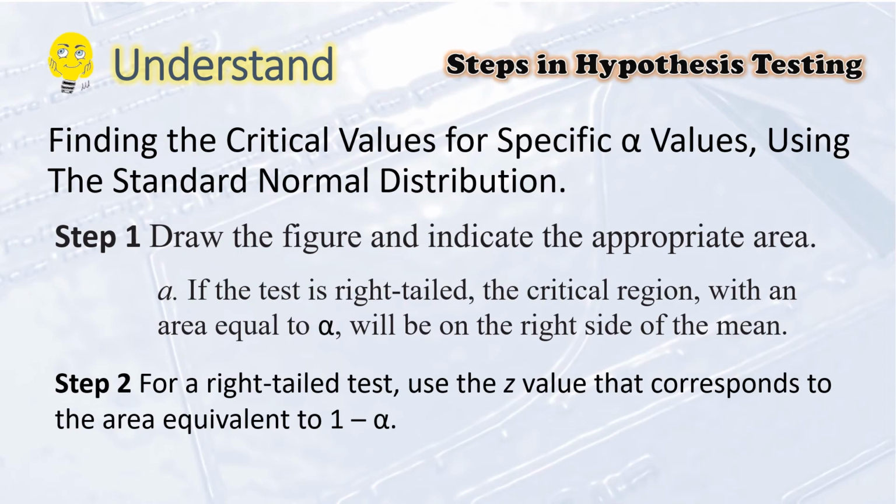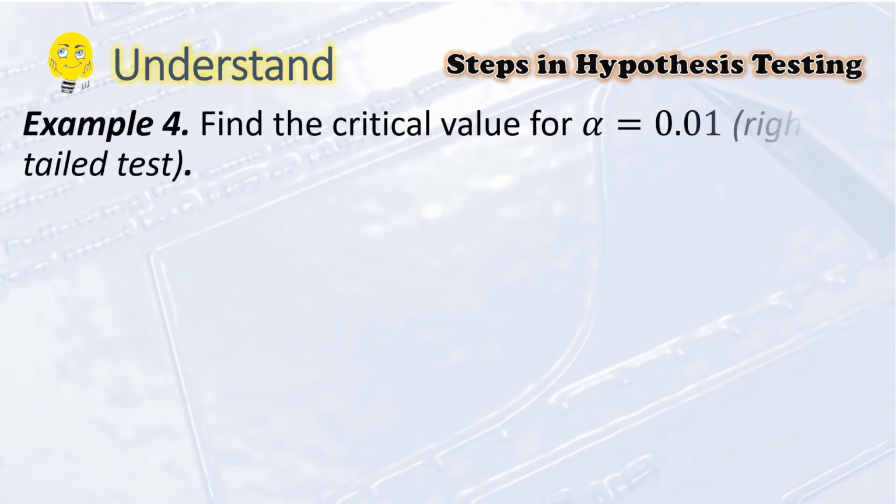Step 1. Draw the figure and indicate the appropriate area. If the test is right-tailed, the critical region with an area equal to alpha will be on the right side of the mean. For a right-tailed test, use the Z value that corresponds to the area equivalent to 1 minus alpha. Let us have an example. Find the critical value for alpha equal to 0.01 in a right-tailed test.